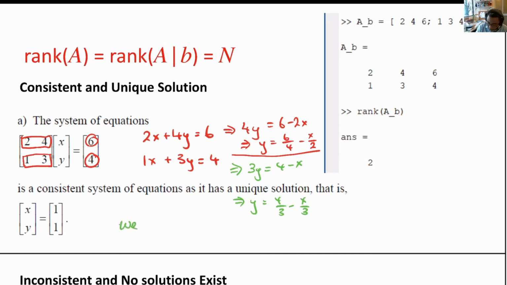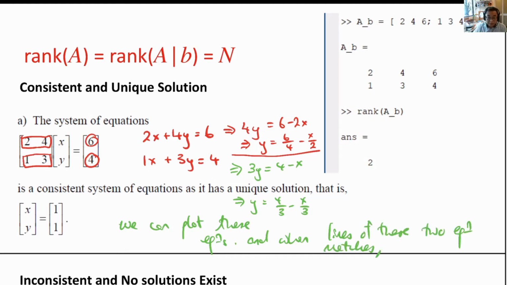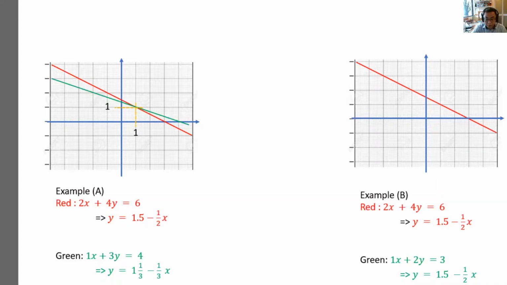We can plot these two equations, and when the lines of these two equations matches, that will be the solution for the vector xy. I have plotted these two lines, red for the first equation and green for the second equation. And it shows that this equation intersect at 1, 1 coordinate.